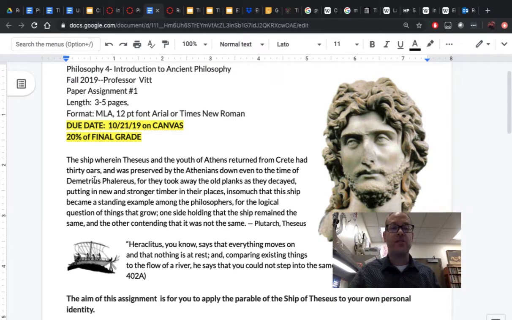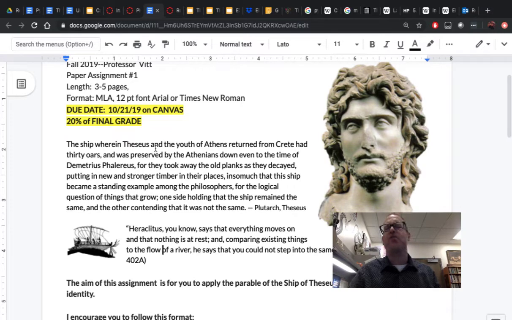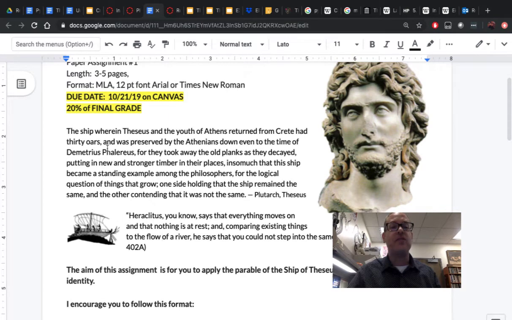The story is, the ship wherein Theseus, who was a Greek hero for the city of Athens, and the youth of Athens returned from Crete, had 30 oars, and was preserved by the Athenians down even to the time of Demetrius Phalereus, for they took away the old planks as they decayed, putting in new and stronger timber in their places, insomuch that this ship became a standing example among the philosophers for the logical questions of things that grow, one side holding that the ship remained the same, and the other contending that it was not the same.